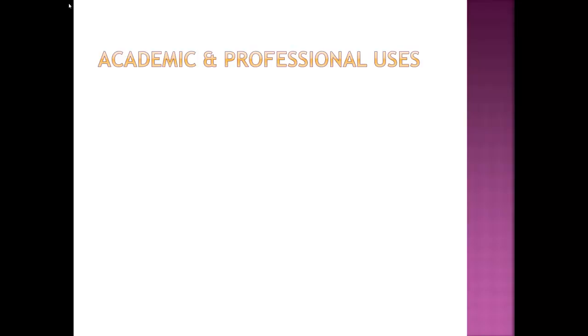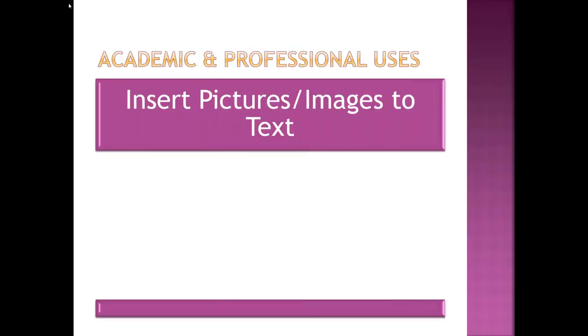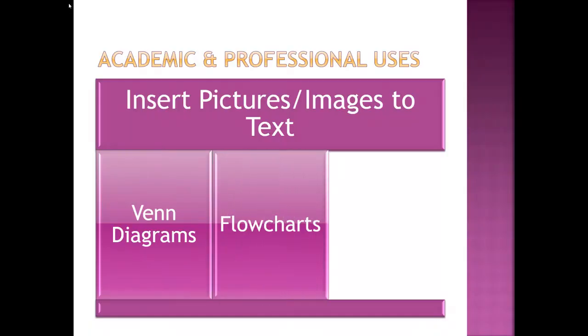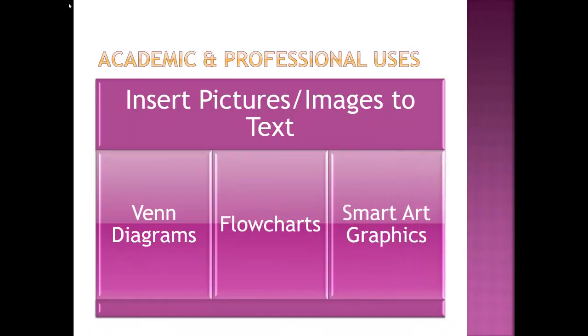So we've been taking a look at some various techniques of creating auto shapes, text boxes, and putting those together with grouping and arranging them. Now we're going to see how we can use some of that for our academic and professional uses of those tools. We're going to be talking about basically inserting pictures and images that are related to text, more specifically using several tools that you have seen probably before but didn't know exactly how to create them, such as a Venn diagram, flowcharts, and smart art graphics.